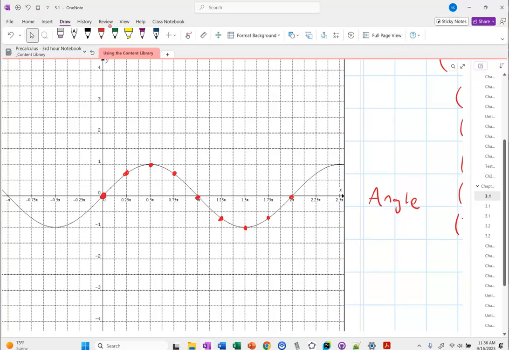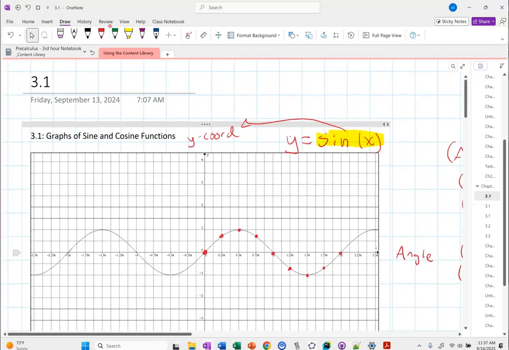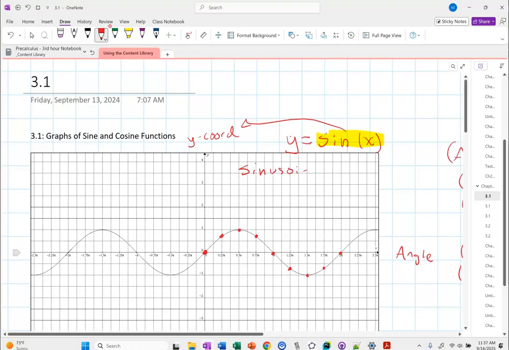Or the word we're going to use in class is, any graph that kind of repeats itself like this, we're going to call a sinusoid. So the spelling of that is sinusoid. And that just describes that type of graph that repeats itself over and over again. Everybody's okay?